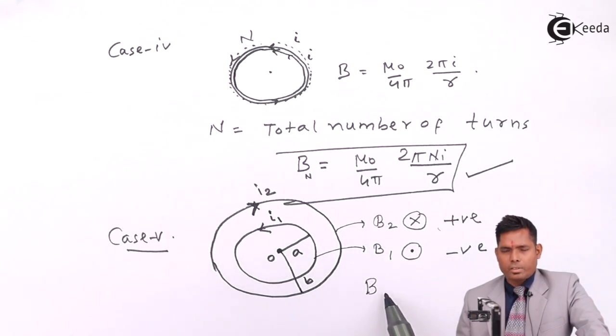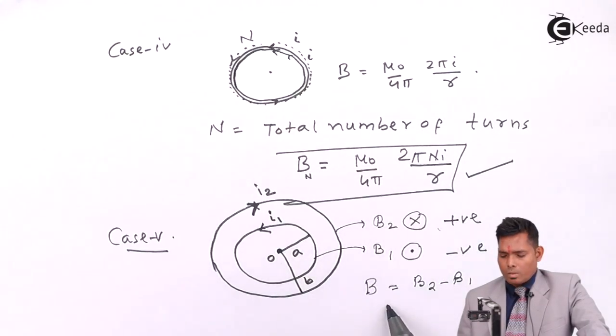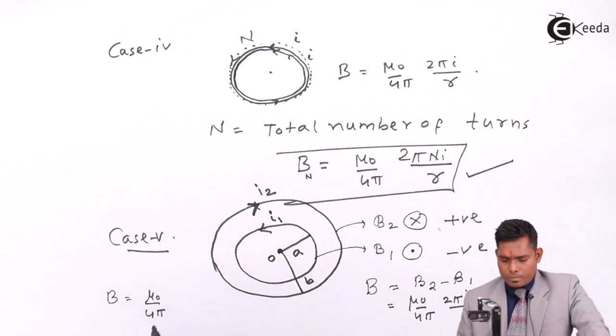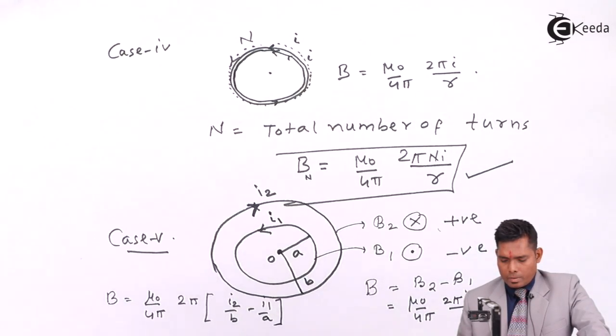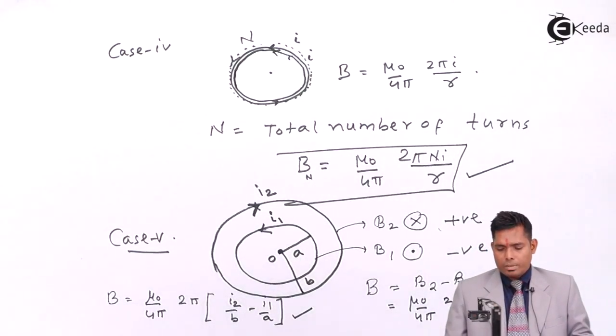So my total induction at the center will be B2 minus B1. B2 is I2 upon B minus I1 upon A. Solving this, what is common? 2 pi is common, so I2 by B minus I1 by A. If the current is the same, that also will come out as 1 by B minus 1 by A. So this is the answer to this question.